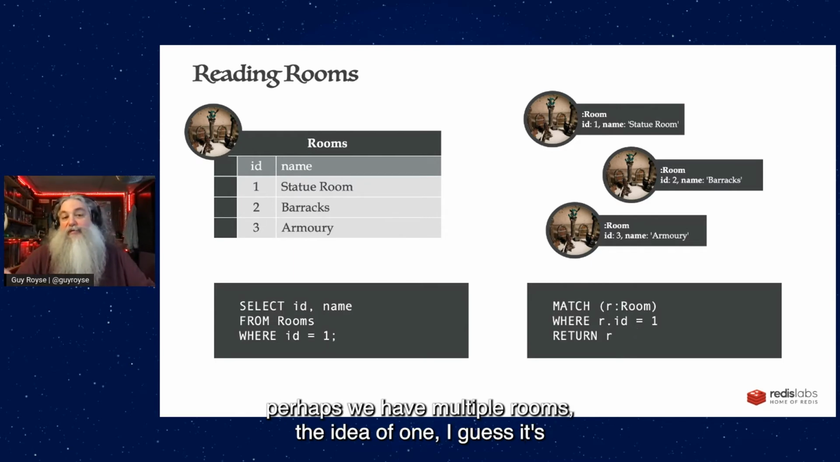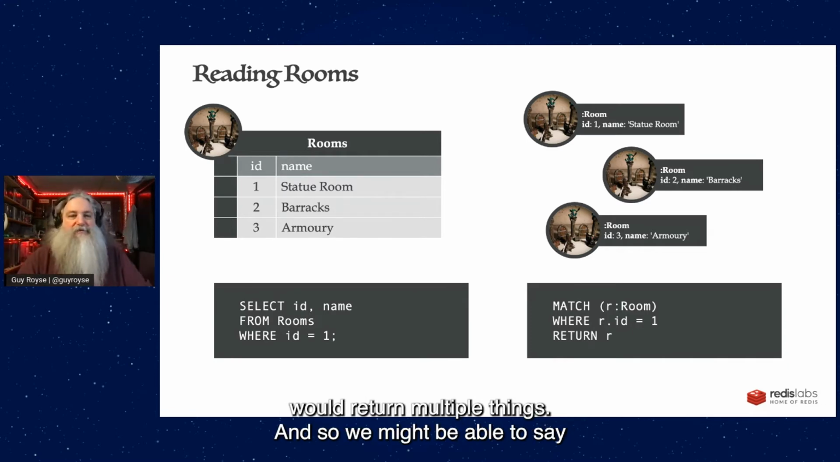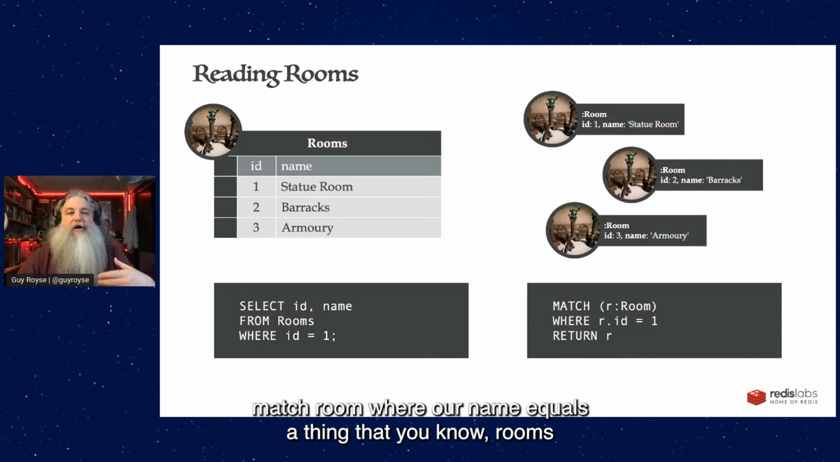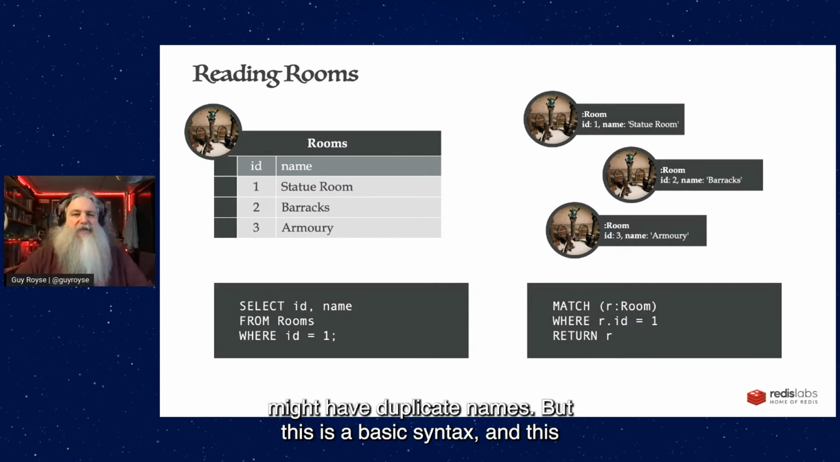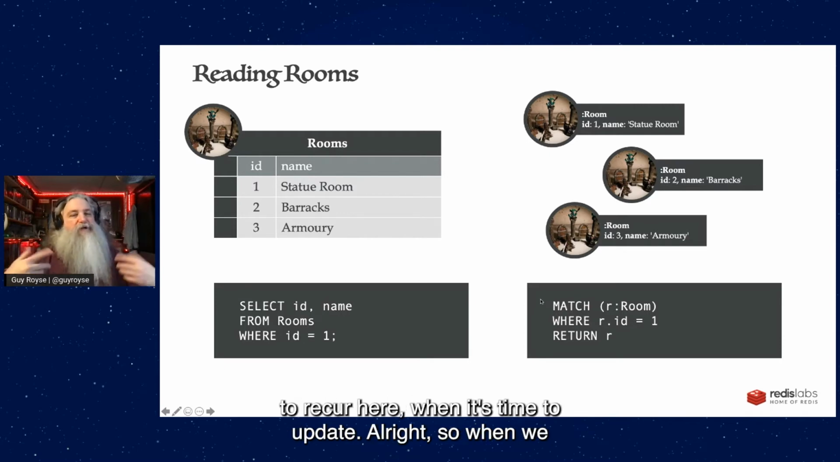Or perhaps we have multiple rooms with the ID of 1. I guess it's not an ID if it's duplicated, but that syntax would return multiple things then. So we might be able to say match room where r.name equals a thing, since rooms might have duplicate names. But this is a basic syntax, and this match where is worth paying attention to because it's going to recur here when it's time to update, right?